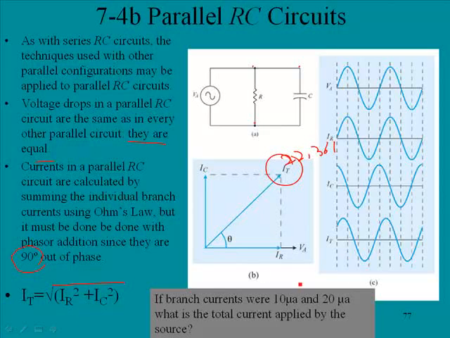So if we had 10 microamps here and 20 microamps here, then the applied total current would be 22.361 microamps. And you can see the phase relationships here regarding current. Here is the current through the resistor, here is the current through the cap, and you'll notice that the total current is a little bit out of phase with either of these because these two are obviously out of phase, and this is the resultant total current.